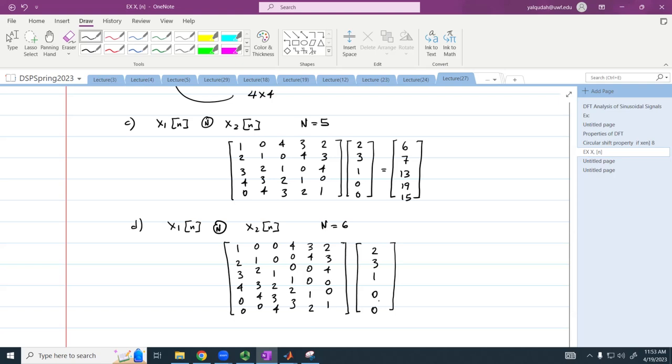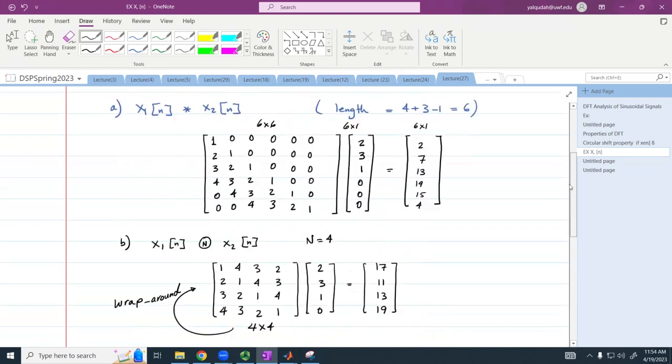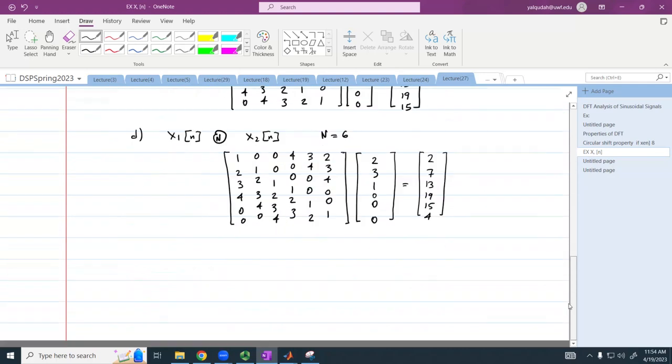Okay. And if you do that, we're going to get 2, 7, 13, 19, 15, and 4. What do we notice? There's a 0 missing in the second matrix. A 0 missing. What else do we notice? It's similar to the linear. Yes, excellent. This is the same result we got with the linear.